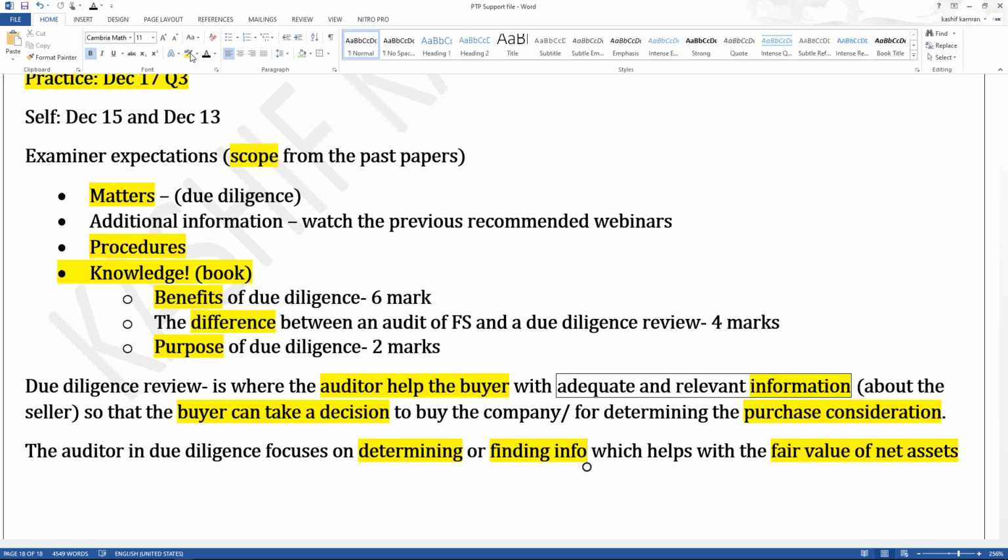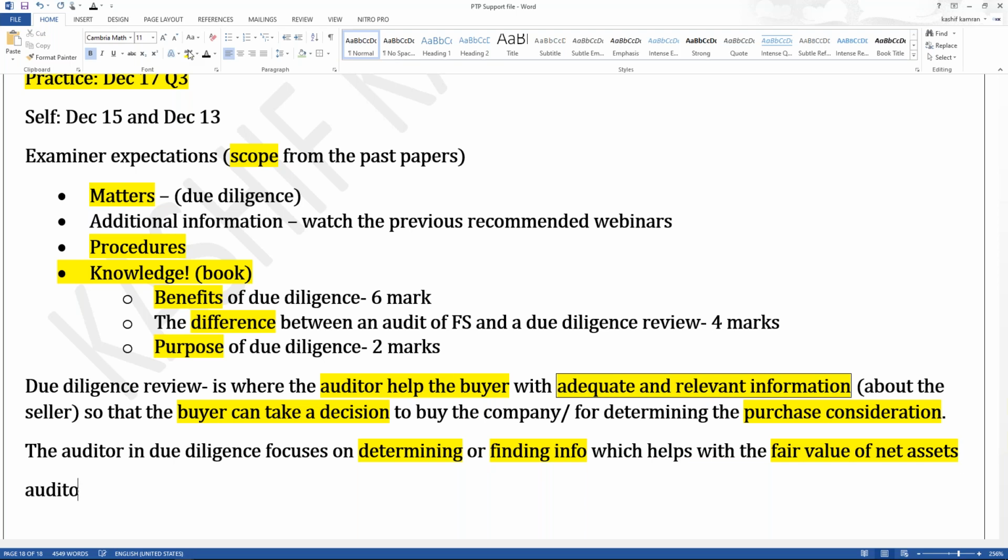And do you understand the scope of a due diligence, that the auditor is finding information which can be helpful to the buyer in taking a decision, not just the fair value of the net asset, any information. So it could be control weaknesses, it could be problems, it could be issues. Because do you believe the buyer wants to know everything about the seller before he decides to buy it? So is adequate and relevant information important? So will the buyer like the auditor to provide him the adequate and relevant information?